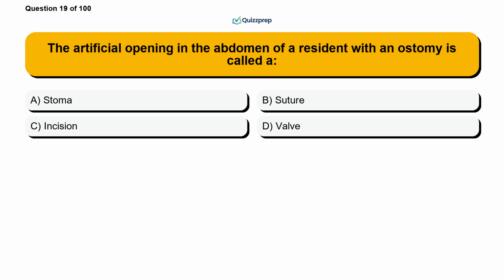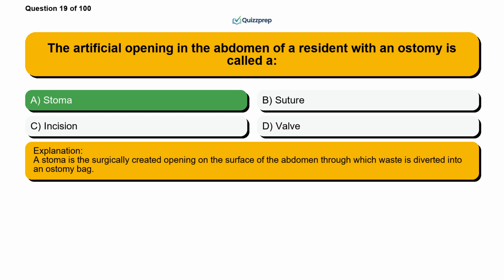Question 19. The artificial opening in the abdomen of a resident with an ostomy is called a: Option A. Stoma. Option B. Suture. Option C. Incision. Option D. Valve. The correct answer is option A. Stoma. A stoma is the surgically created opening on the surface of the abdomen through which waste is diverted into an ostomy bag.